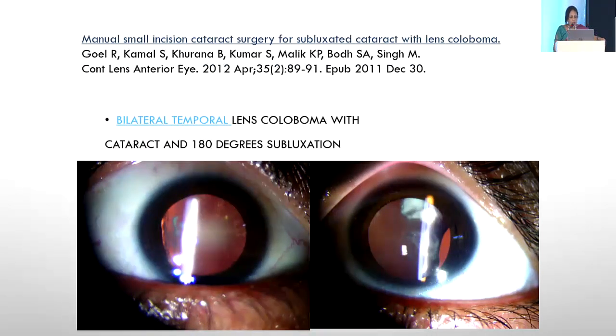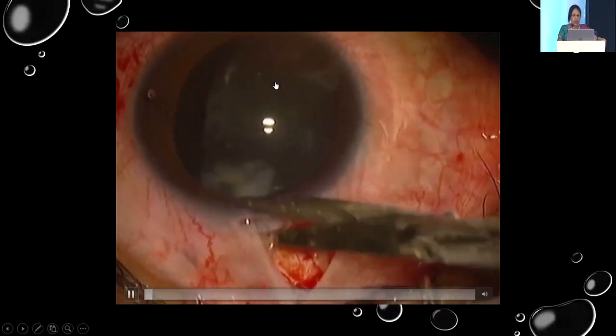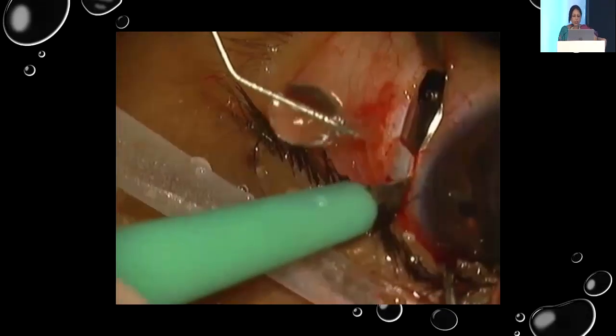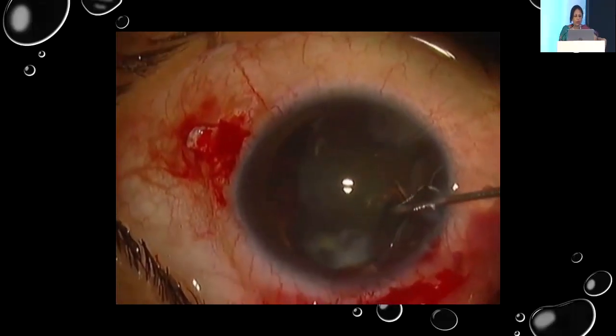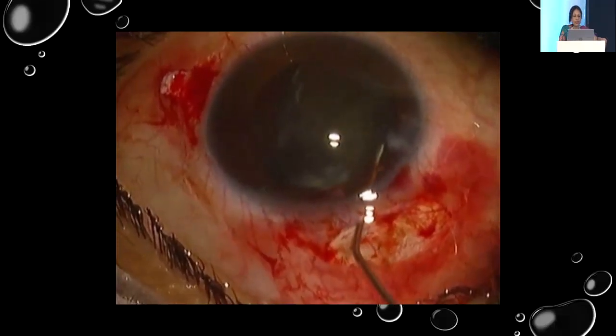So if you have a case where you have a subluxation along with the lens coloboma, as in this patient, we had a case with bilateral subluxation with the lens coloboma. In the first eye, I tried doing a SICS, and I'll show you what problems I faced. So this is a patient where I thought SICS is going to be easier, but what I realized was when you have a lens coloboma, actually the zonules are also missing at that area. So this is a partial thickness scleral flap I created for fixing the IOL.